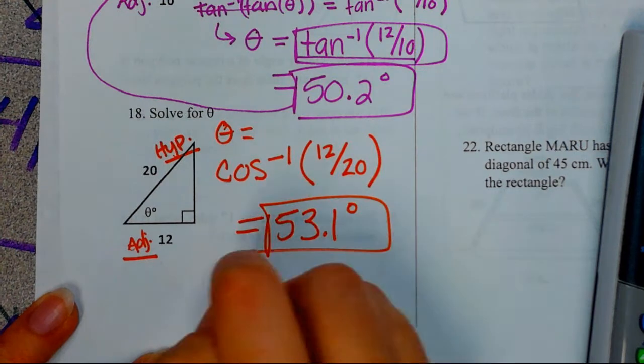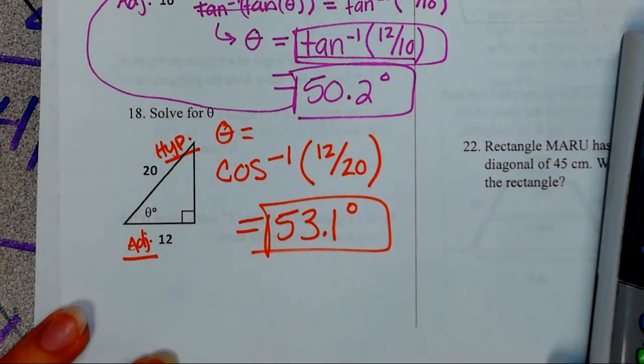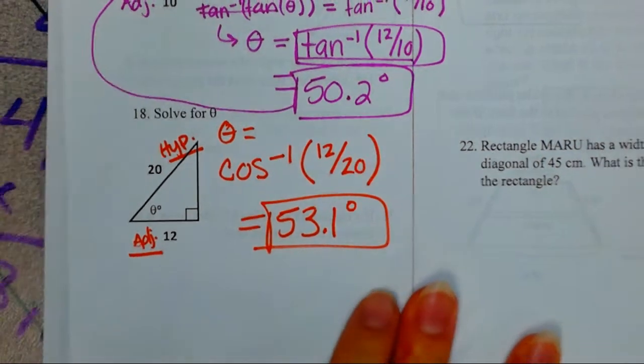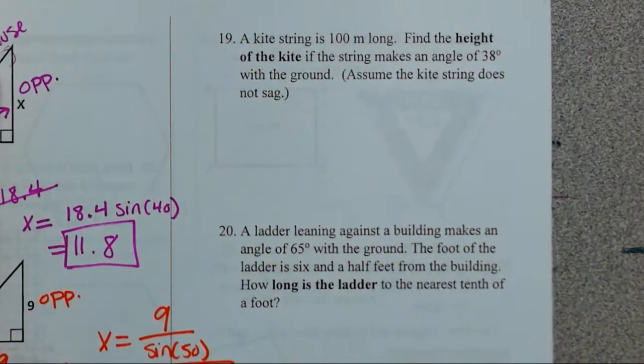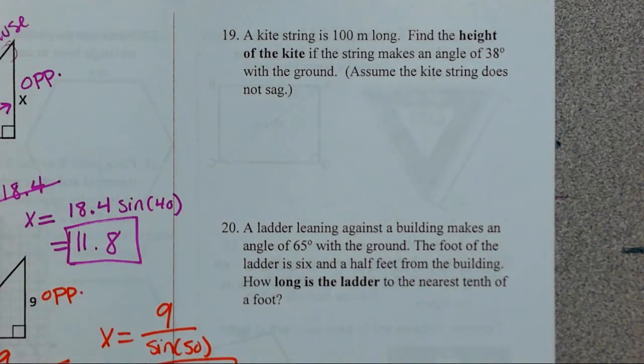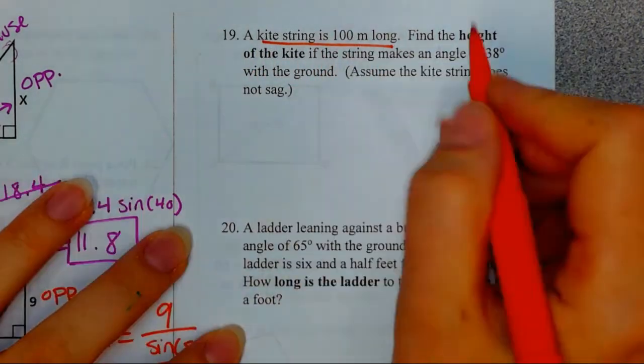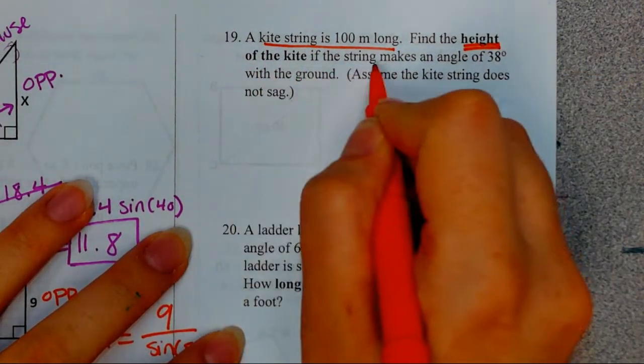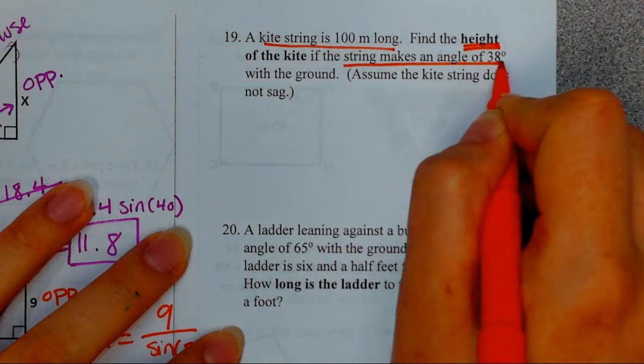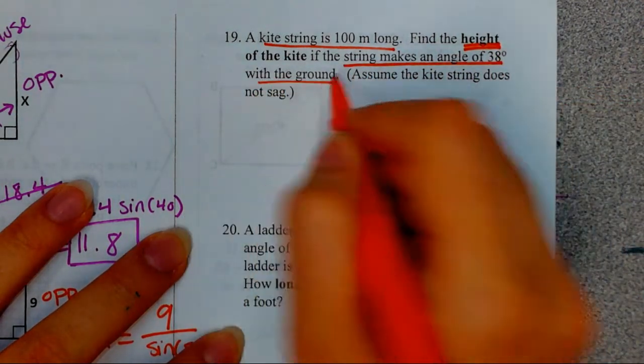And that's in degrees. And that's your answer. Okay. For these next couple of problems, these are SOHCAHTOA problems again, but they're word problems and you're going to have to draw the picture. Okay. So, a kite string is 100 meters long. Find the height of the kite if the string makes an angle of 38 degrees with the ground.